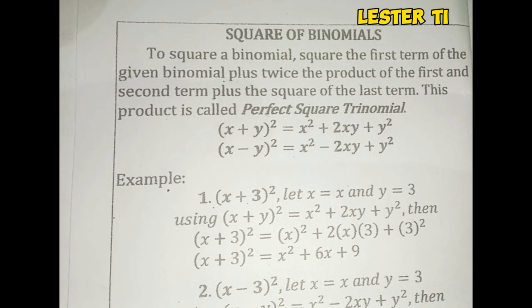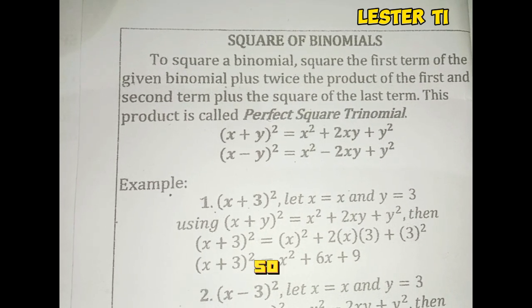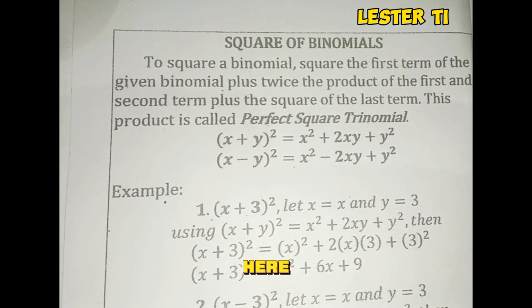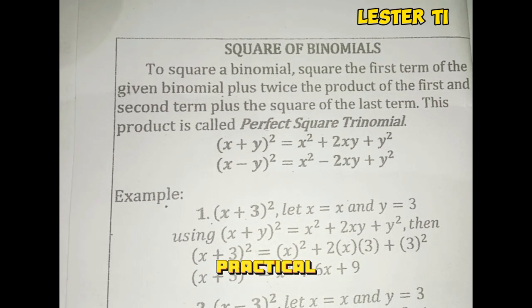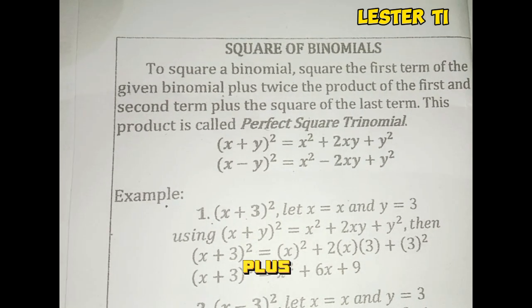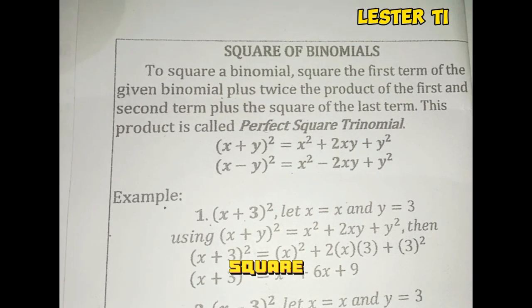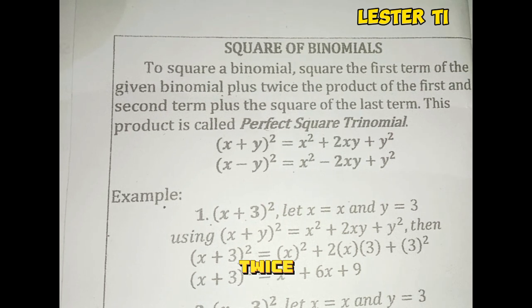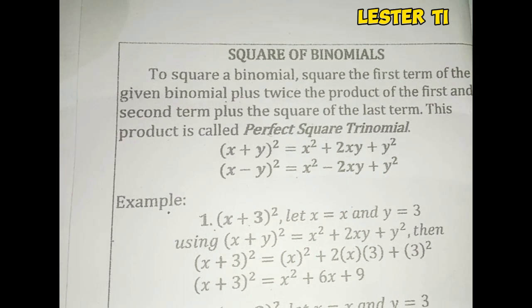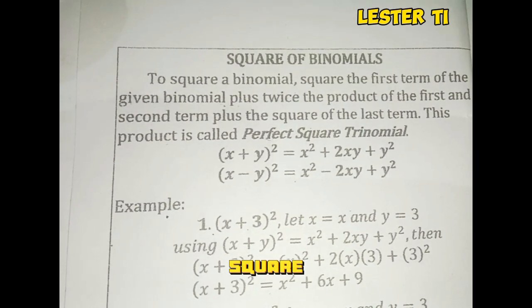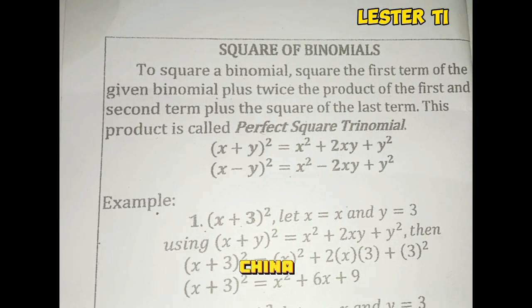Alright, so right now our focus would be the square of binomials. Here, to square a binomial, square the first term of the given binomial, plus twice the product of the first and second term, plus the square of the last term. So take note, you square the first term, plus twice the product of the first term and the second term, plus the square of the last term. And this product is called the perfect square trinomial.